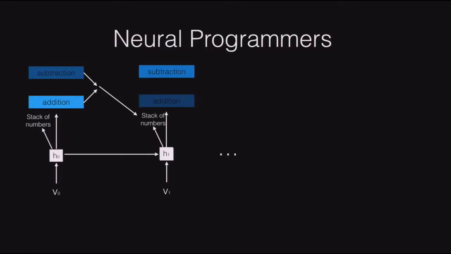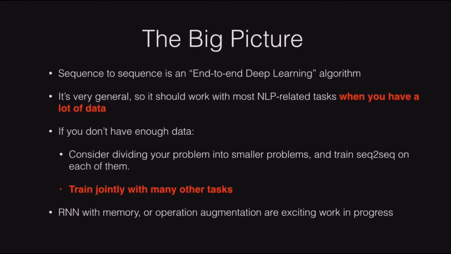Okay, so you assign two probabilities, and you compute the weighted average of the values coming out of these two functions, and then you pop it and push it into the stack in the next step, and then in the next step you will call the addition and subtraction again, etc. That's the principle of something called neural programmers or neural programmer interpreters. There are two papers last year from Google Brain and DeepMind talking about this. So that's some of the related work in the area of augmenting recurrent networks with operations, with memory, etc.